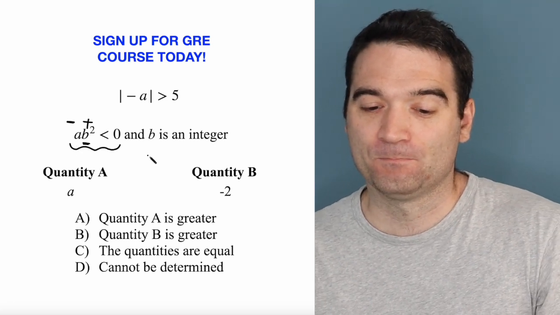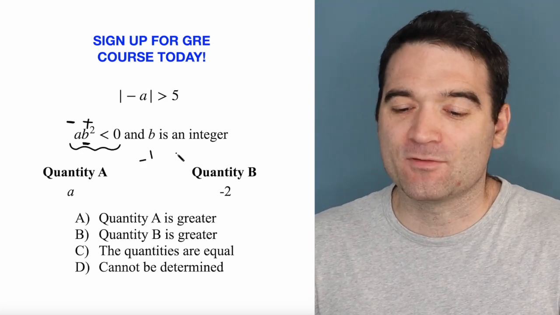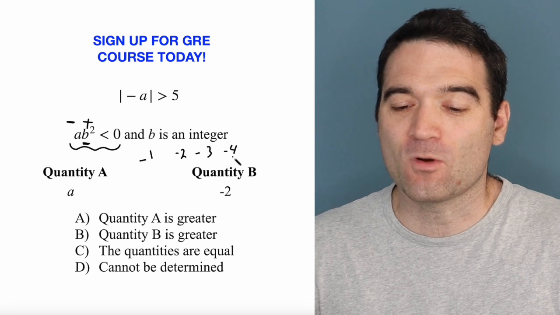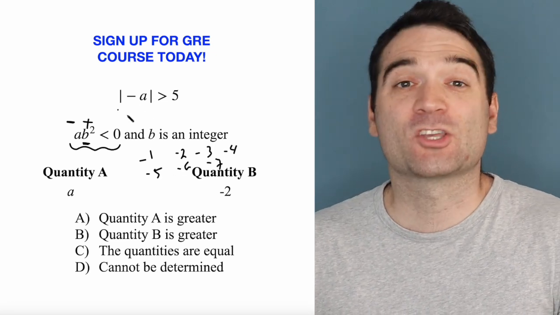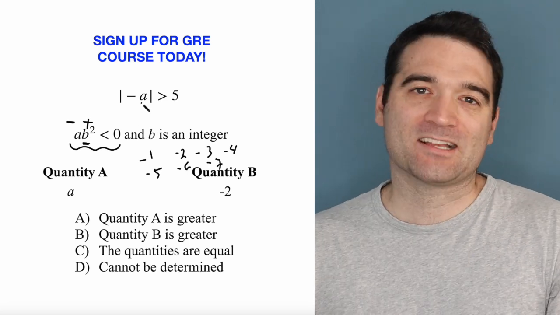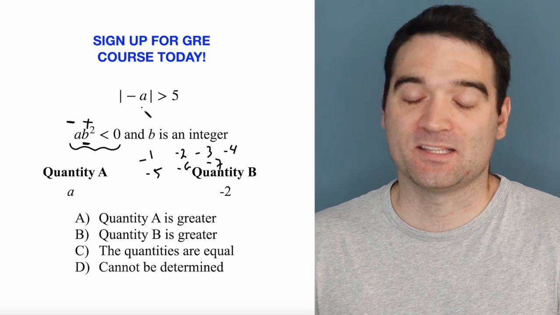which means that a itself has to be a negative number. What are some negative numbers? I'm just going to list out some negative numbers: -1, -2, -3, -4, -5, -6, -7, right? Let's go up here now. Well, a has to be a negative number, right? So a has to be less than 0.